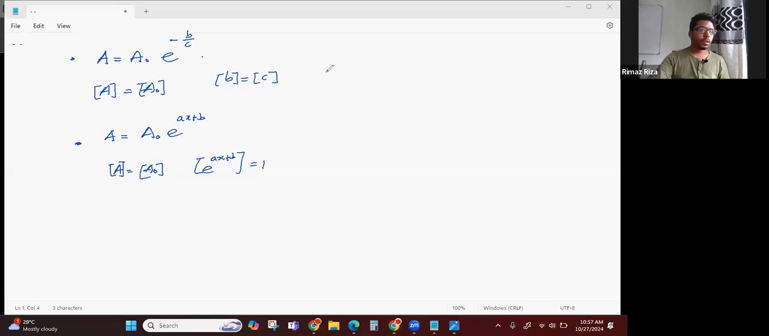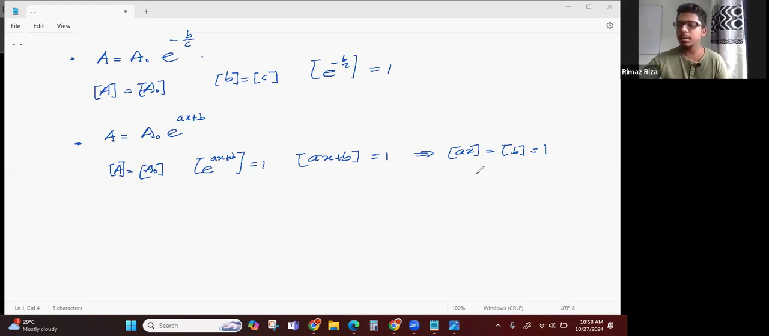Likewise, here also e to the power minus b over c is a dimension 1. Okay, and then also ax plus b has to be dimensionless. Therefore, the dimension of ax equals the dimension of b equals 1. Okay, I think that's all enough. So you can write this down.